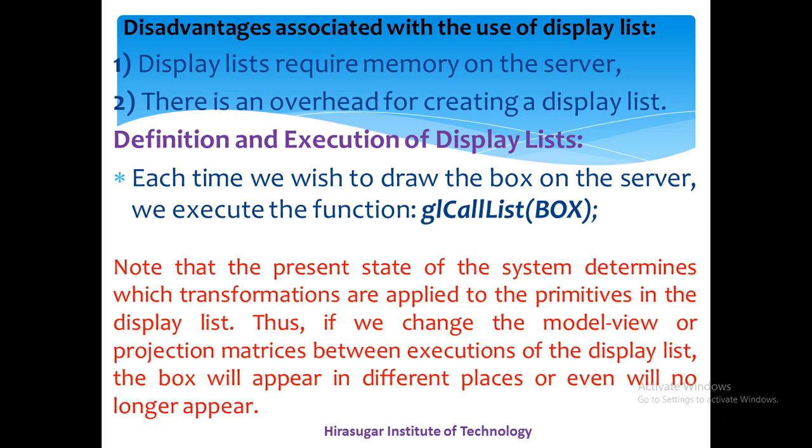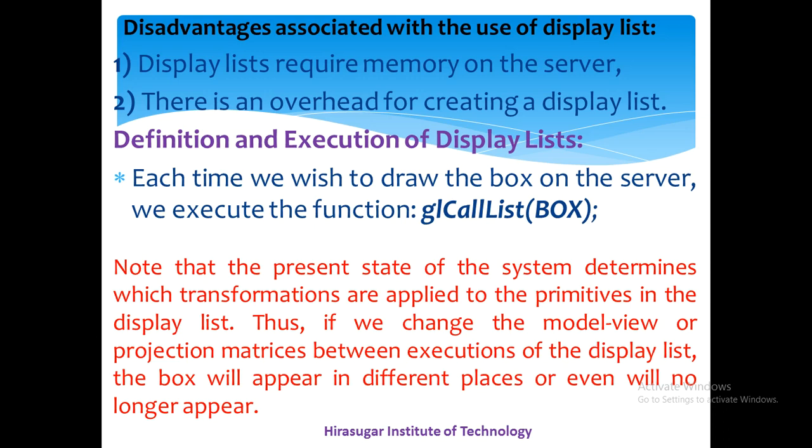How to create that display list, we will see in the next video. Note that the present state of the system determines which transformations are applied to the primitive in the display list. Thus, if you change the model view or projection matrices between executions of the display list, if you change any property of model view and projections, the box will appear in different places or may no longer appear.